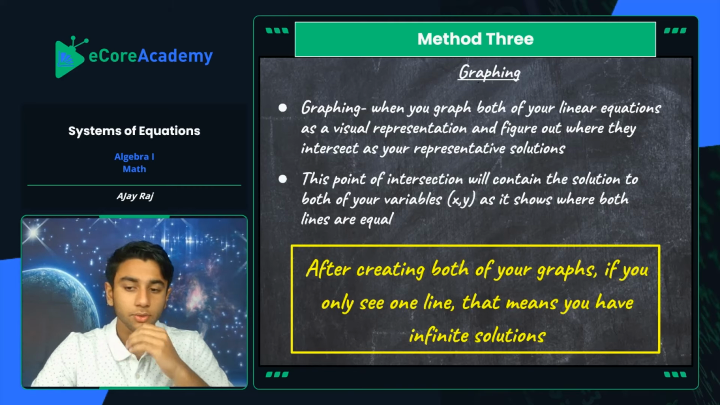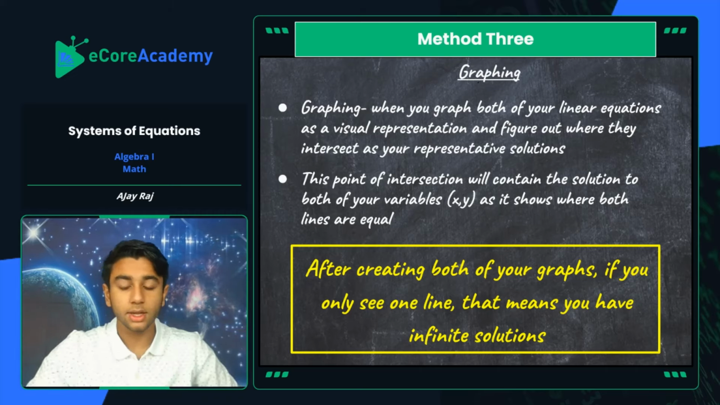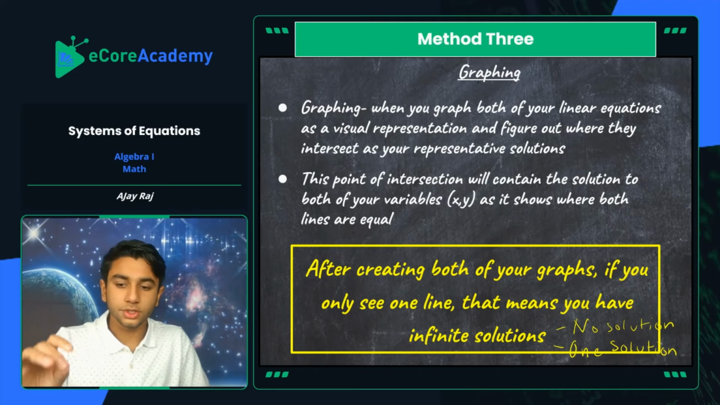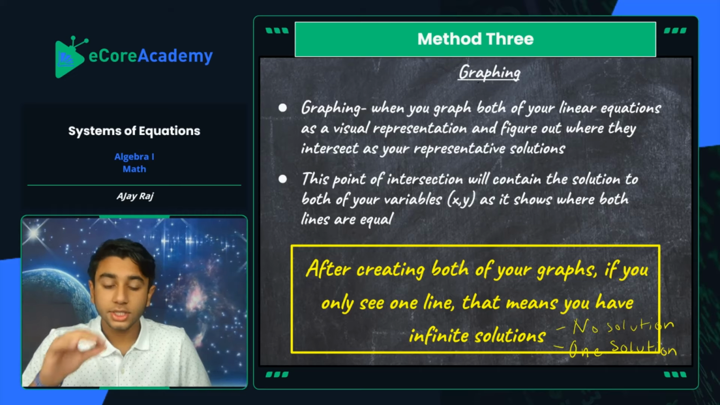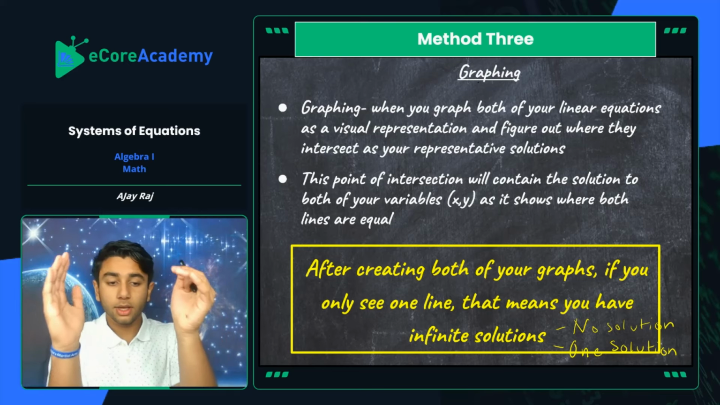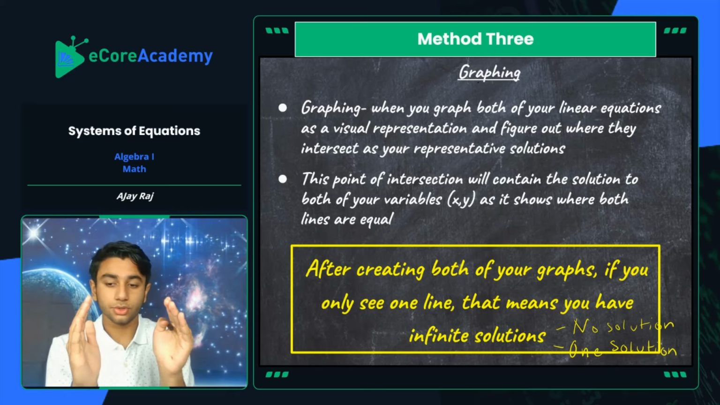So after creating both of your graphs, if you only see one line, that means you have infinite solutions. So infinite solutions means both of those lines will overlap. That means they're the same line. But if they have no solution, and as I was saying, obviously your one solution is just going to be that one point, what we've been practicing so far. So that's just when one intersection happens. No solution means that they're both parallel, and I'll explain that in later videos to come, and they don't have any intersections, so there's no solutions at all.